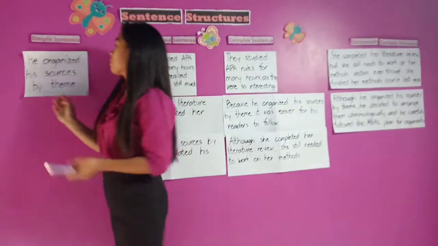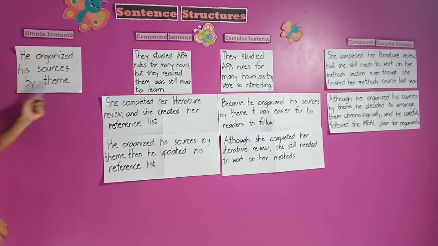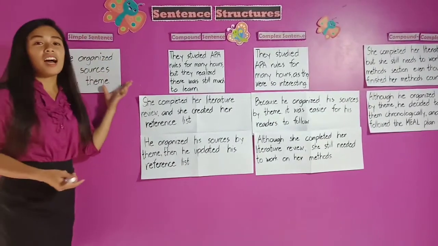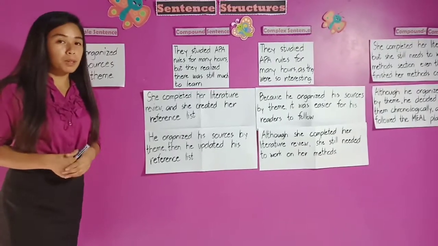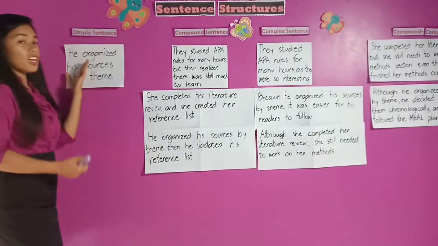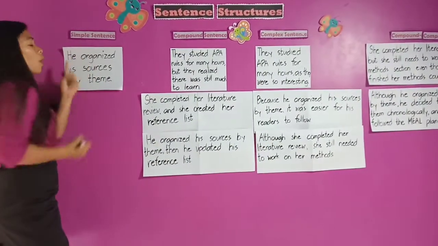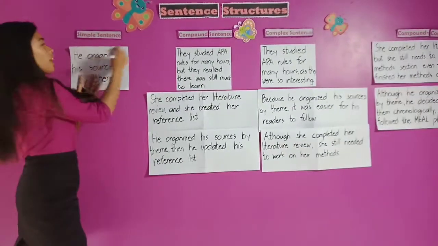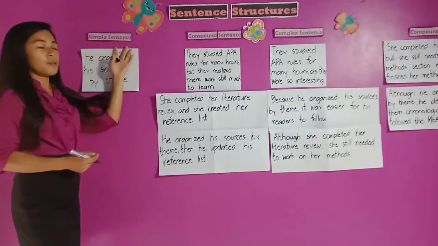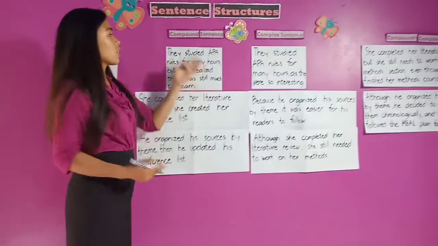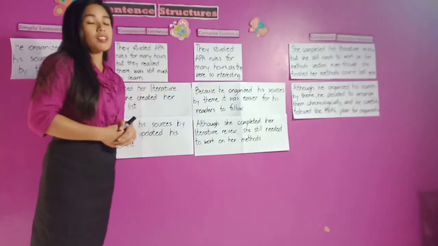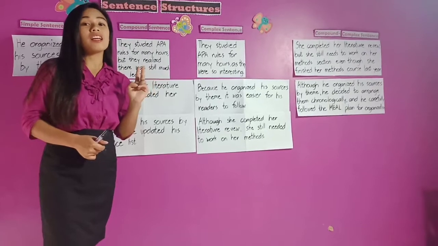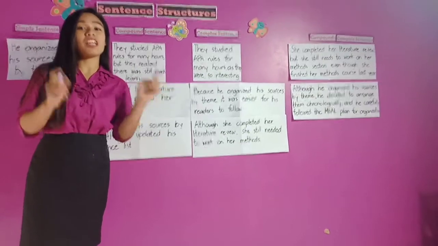For the simple sentence, he organized his sources by theme. Let's not forget that a simple sentence has a simple verb and a simple subject. So the subject here is he, while the verb is organized. So this is correct. This sentence is a simple sentence. Now let's move on to the compound sentence. Let's not forget that the compound sentence has two independent clauses and is connected by conjunctions.